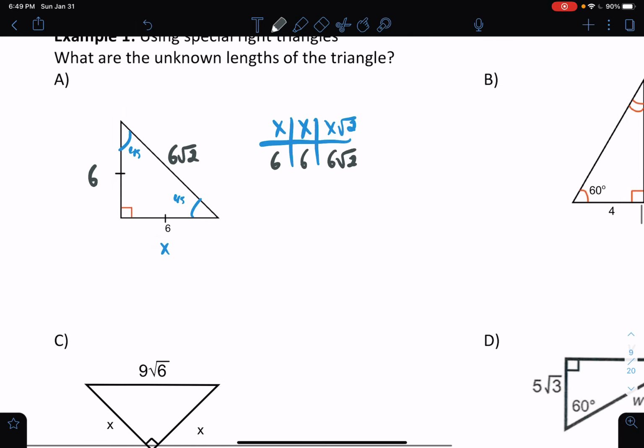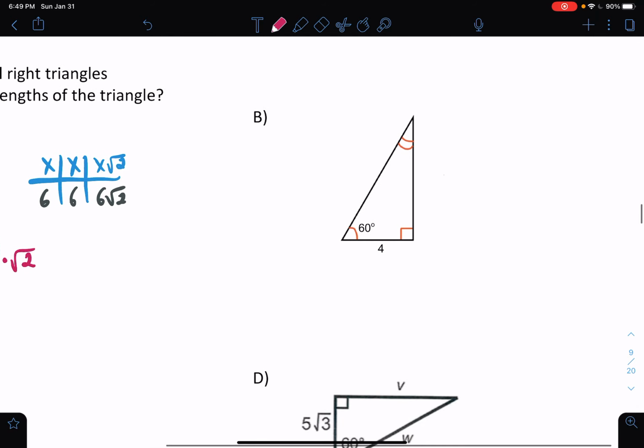Zoom. Because if I go from 6 to this side, I'm going to multiply by the square root of 2. Okay, so a couple different ways you can think about it. You can use my arrows, or you can set up this table to identify the parts that you have. Okay, and part B, we've got a 30, 60, 90 triangle there.